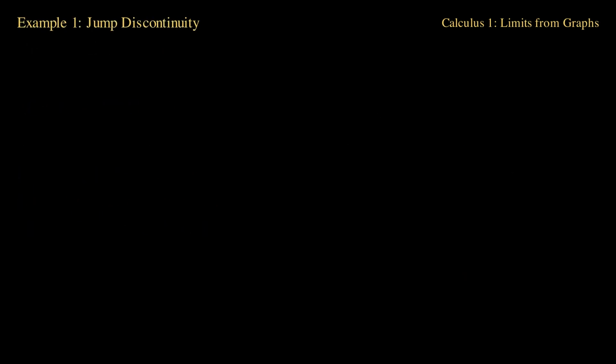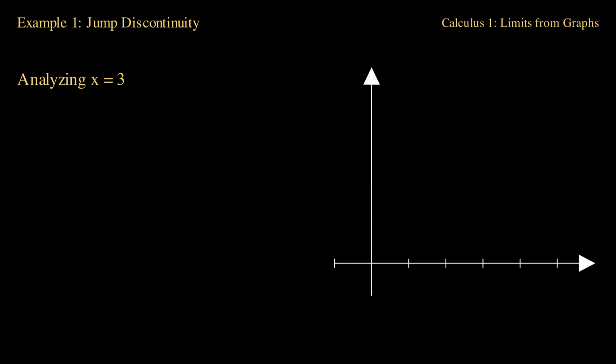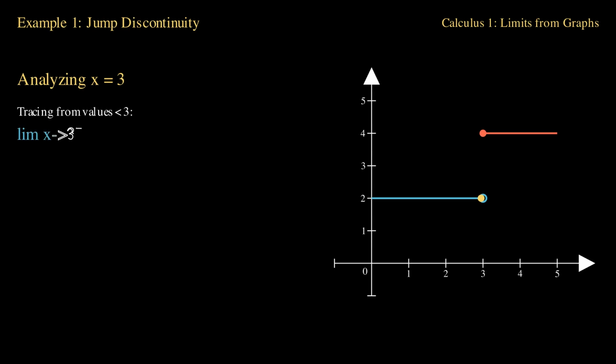Let's apply this to example 1, where we encounter what is formally known as a jump discontinuity at the x value of 3. Notice that the graph is broken into two distinct horizontal segments. First, let's analyze the left-hand approach. As we trace the blue line moving from left to right, getting infinitesimally close to x equals 3, the function remains perfectly flat at a y value of 2. Therefore, we state that the left-hand limit is exactly 2.